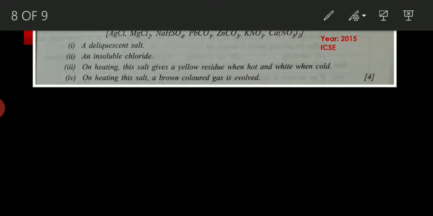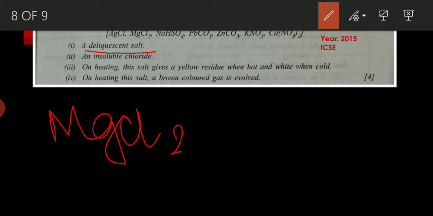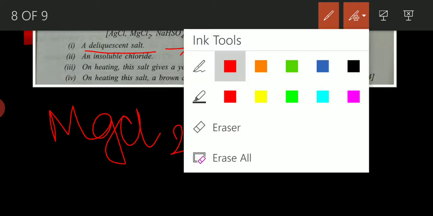First question is, among these salts you have to tell which one is a deliquescent salt. In my previous videos on acids, bases and salts, there are various lessons. You can go and watch those videos to get a clear-cut idea. I have already discussed this in my videos. Among these, the deliquescent salt is MgCl2, magnesium chloride. Clear? It's already in the list.